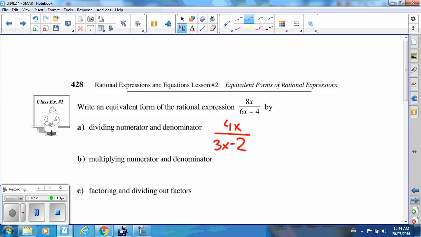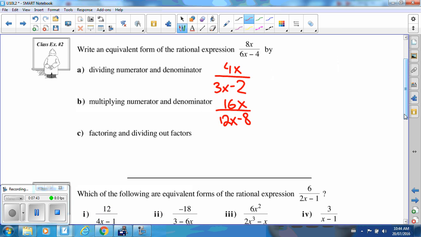That works. Let's multiply everything by 2 because it's easy. 16x over 12x minus 8. Multiplied everything by 2. Now, factoring out. What I'm going to do is look at a common factor in my denominator. Actually, I'm going to break apart my numerator too. 8 is the same as 2 times 2 times 2, and then I still have my x. In my denominator, I can take out a 2, and this is going to give me 3x minus 2.